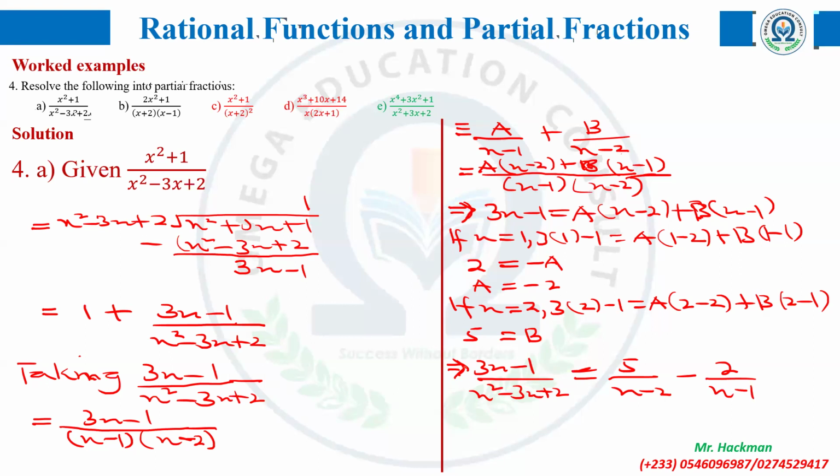Remember, I didn't write therefore here. This is only the partial fraction for this, but you were asked to write the partial fraction for what you have here. So if you know the partial fraction of this, you come and add it to what you have here and you are done. So at this point, I can have my conclusion drawn. Therefore, the partial fraction of x squared plus 1 all over x squared minus 3x plus 2 will be equal to 1 plus the partial fraction, which is 5 over x minus 2 minus 2 over x minus 1.